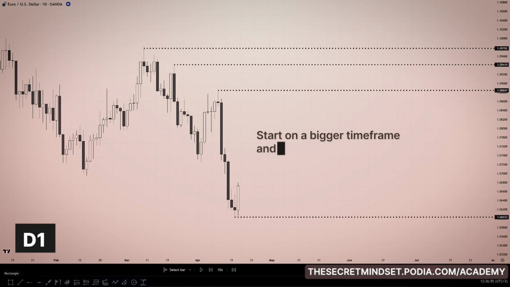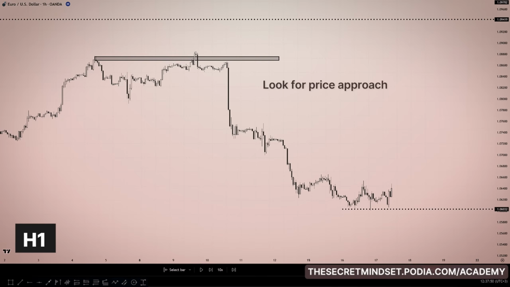Start on a bigger time frame, like the daily chart. Mark major liquidity levels. Move down to a smaller time frame, like the 1-hour chart.